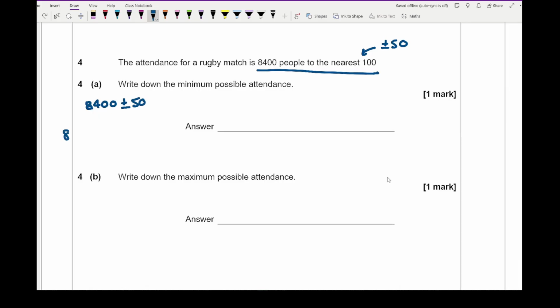That gives us an inequality of 8,350 ≤ A < 8,450, if we represent the attendance as A. So the minimum amount that could attend is going to be 8,350, and the maximum possible attendance has to be the largest integer that's less than 8,450, which is 8,449.